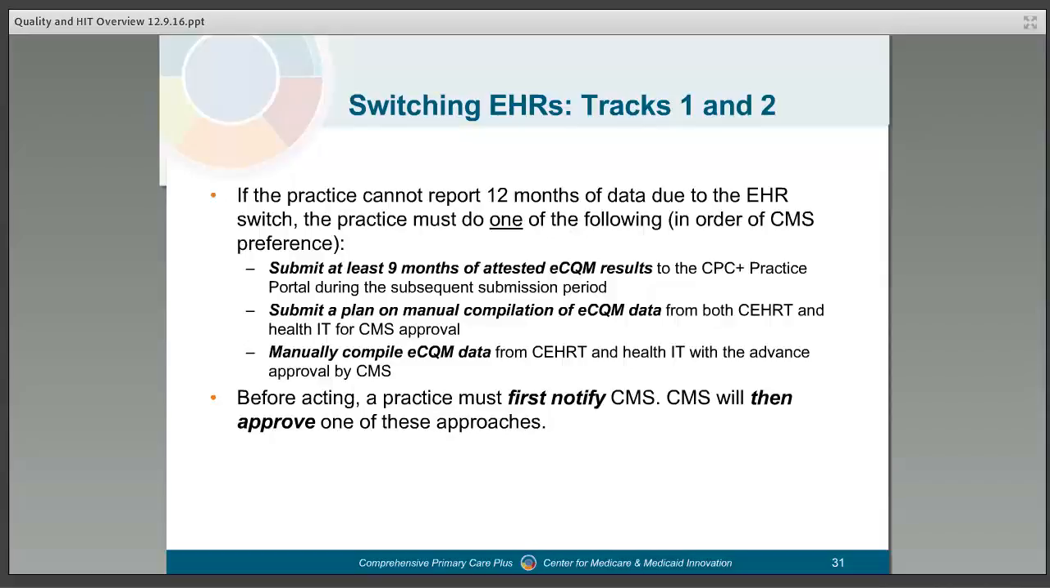However, all of these things must be done with advanced approval from CMS. We must first know in advance and work with you on a plan to make this happen. So please do not assume that it's okay to do this if you don't already have access to 12 months of continuous data. Contact CMS support if you're planning on switching EHRs now.